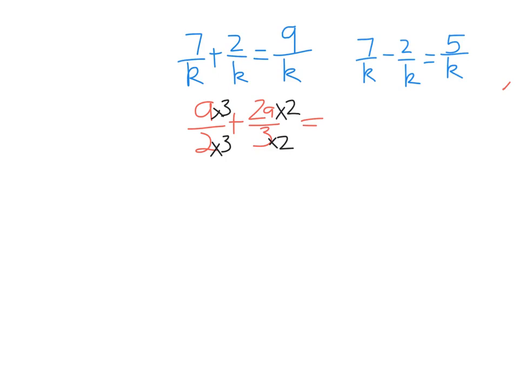So what I'm going to do now is write a over 2 as 3a. A times 3 is 3a over 2 times 3. Now I'm going to do 2a times 2 gives me 4a. 3 times 2 is 6, and I'm adding them together. Now it's easy to add them together. I just do what I did in a previous example. So I just add the two tops together, 3a plus 4a, and I keep the same denominator. Then I'm done.